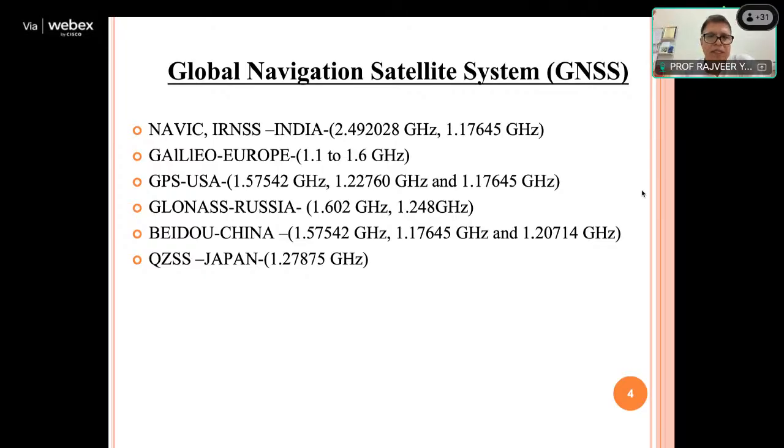QZSS is Japan's system, which has recently entered the positioning market, at 1.27875 gigahertz. So these six satellite systems, or global navigation satellite systems, already exist. The Indian entry is now new, and they want to develop their own navigational system and exit from the GPS, which is owned by the US. So full trust is already there from the Indian government.